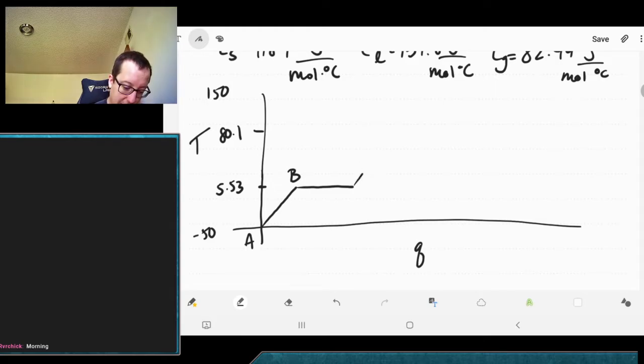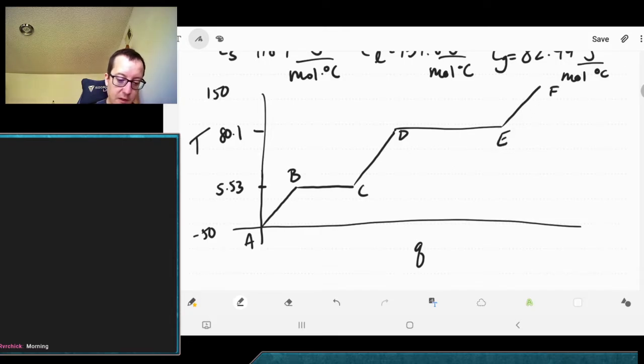So we know we're going to have a liquid between 5.53 and 80.1. So this would be our C to D part of the graph. And then again, we're going to have a similar thing. We're going to have the boiling energy there. And then we're going to have the last one where we're going from our 80.1 all the way to the top, which is the 150 up there.